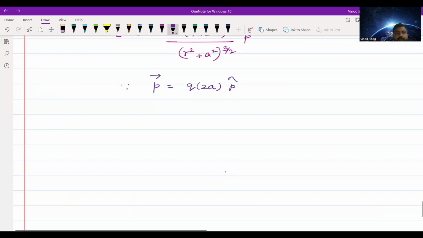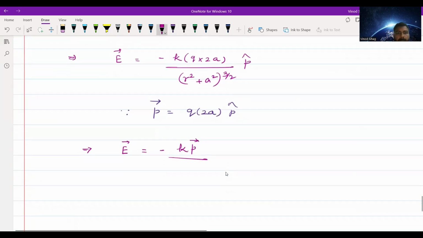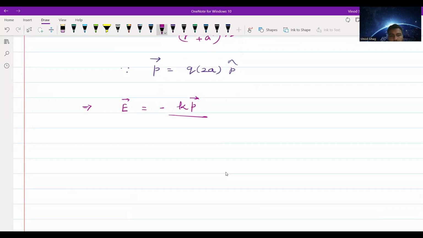So the electric field E vector equals to minus of k into p vector upon r square plus a square and its power is 3 by 2. This is the electric field for the given dipole at the equatorial point.